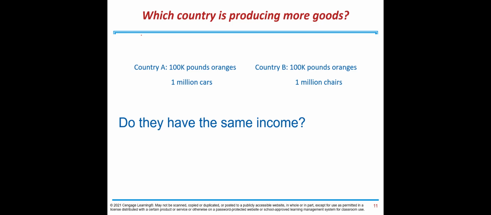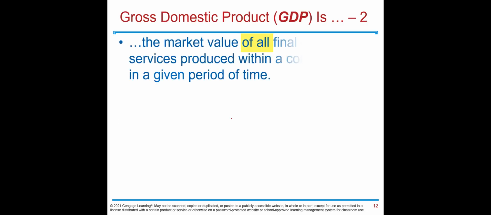100k pounds of orange and 1 million cars, 100k oranges, 1 million chairs. But do they have the same income? It's a big no. Why? Because we need to calculate the market value. Since cars are more valuable than chairs, country A's income is much higher than country B's income.